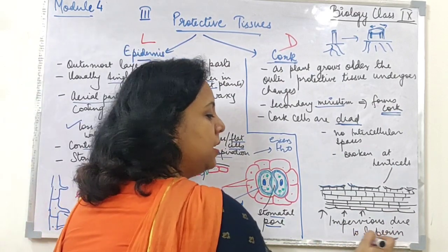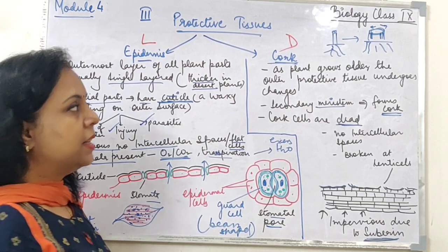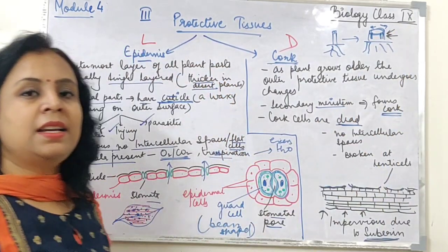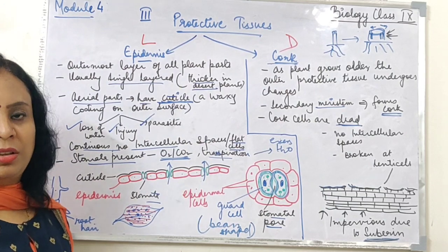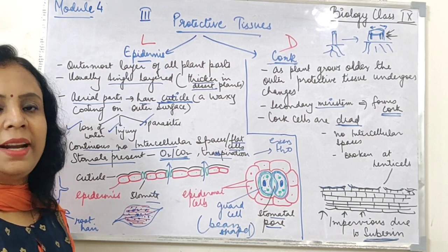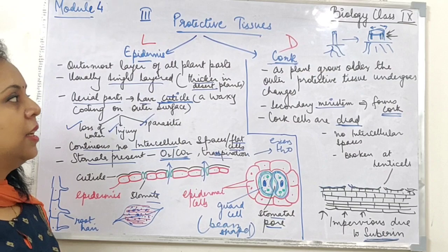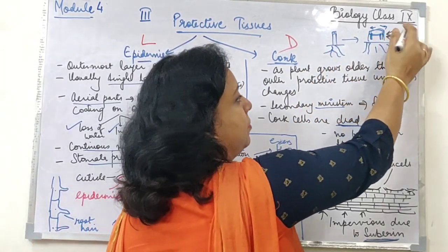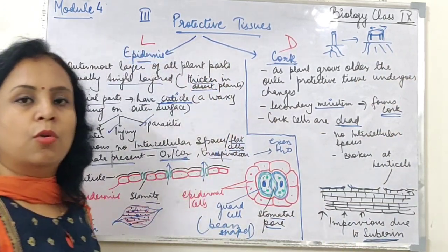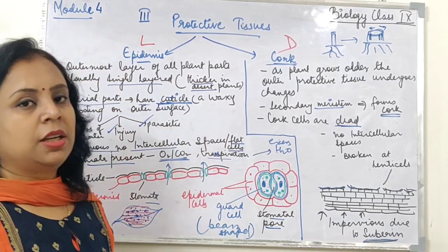Now this suberin, the glue-like substance, what is the role of suberin? It does not allow the entry of germs and entry of moisture within the plant, because if the moisture enters, what is going to happen? The growth of fungus will take place. So the entry of germs, the entry of moisture is prevented by this substance suberin.